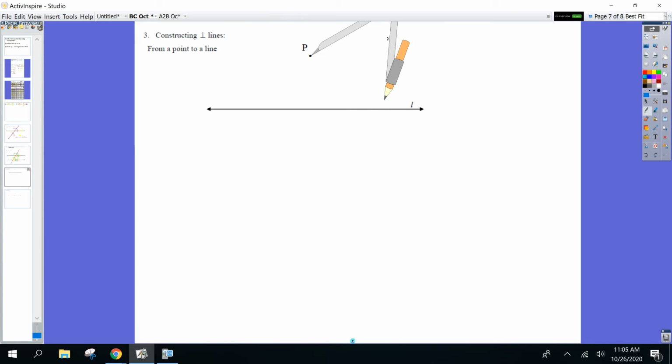Open up your compass so that you can make an arc through line L that hits it twice. So you're basically, in a nutshell, making a happy face. Make sure it intersects twice. From here, I'm going to suggest you just open up your compass a pinch. Try not to keep it the same opening the entire construction. Open it up just a pinch after this first one.